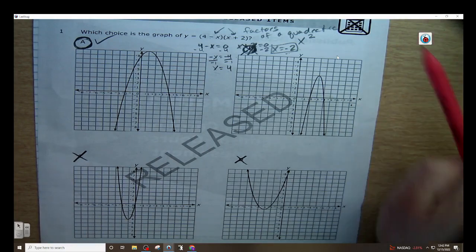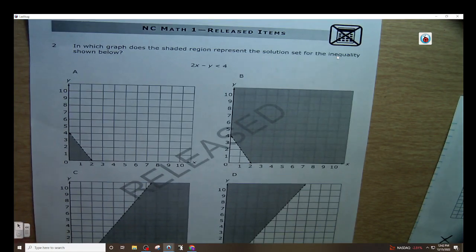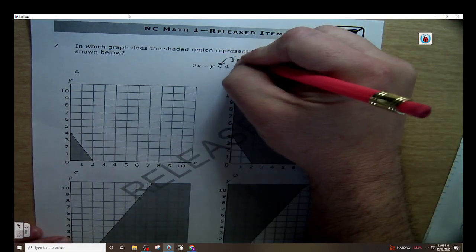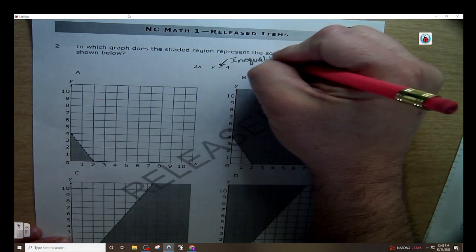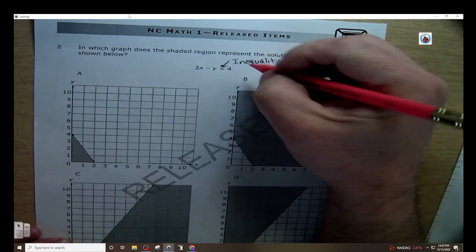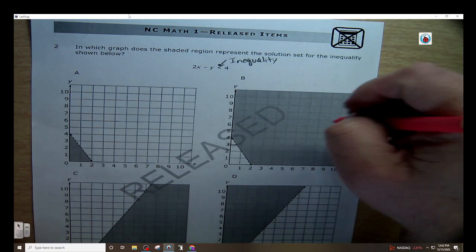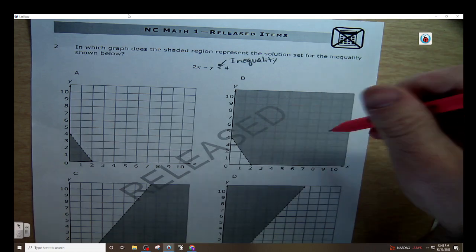Now number two, this is still calculator inactive. Now it says, in which graph does the shaded region represent the solution set for the inequality? Now, guys, knowing that this has a sign like this lets me know that it is an inequality. It tells me up here as well, but if you've got a sign that's less than or greater than, that means it's an inequality. When it's an inequality, a shaded region represents all the solutions to that inequality.